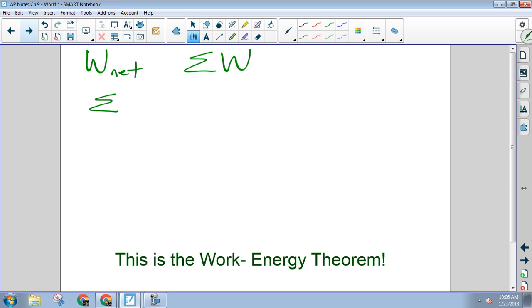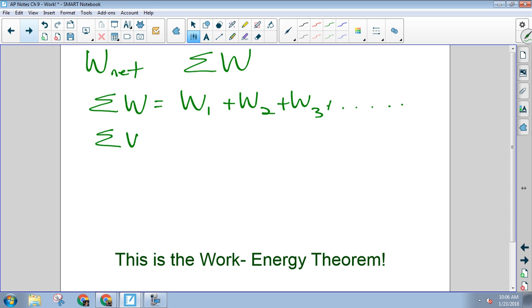When we talk about net work, there are two ways you can think about it. You can individually calculate the work done by all of the individual forces and then add those up. So you could do the work done by force number 1, plus the work done by force number 2, plus the work done by force number 3. Or it turns out that's the exact same as just figuring out your net force and then figuring out how much work is done by that net force. So in other words, net force times displacement.